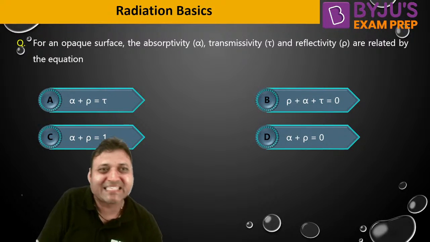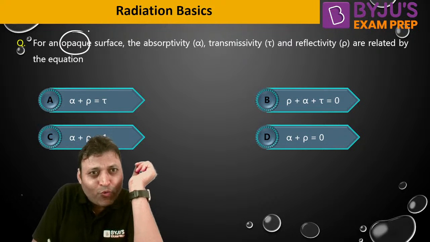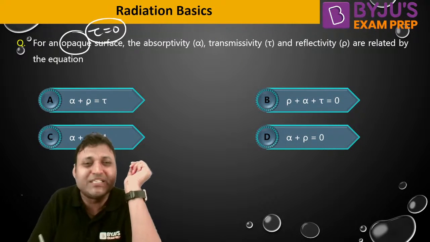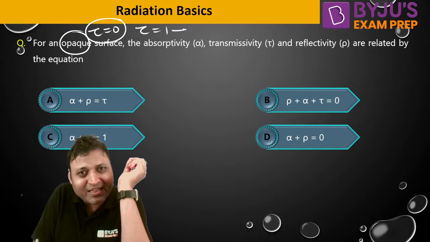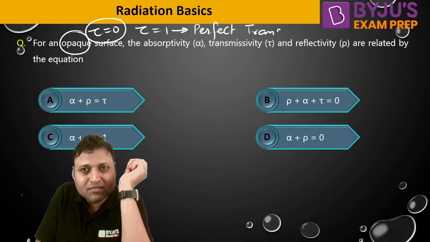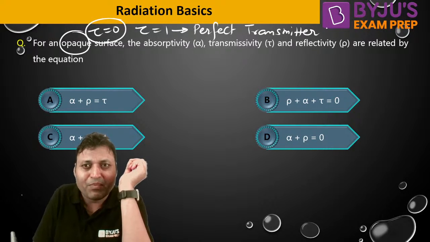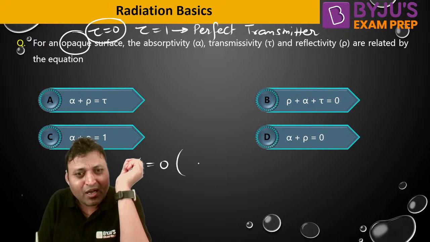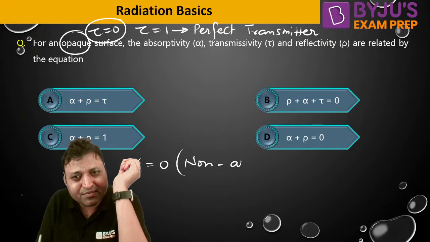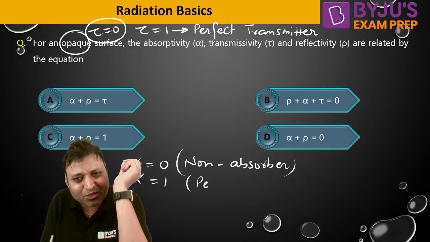What is an opaque surface? When transmissivity is equal to 0, that is called opaque. And when transmissivity is equal to 1, that is called a perfect transmitter. Similarly, when alpha is equal to 0, it is called a non-absorber. When alpha is equal to 1, it is called a perfect absorber.